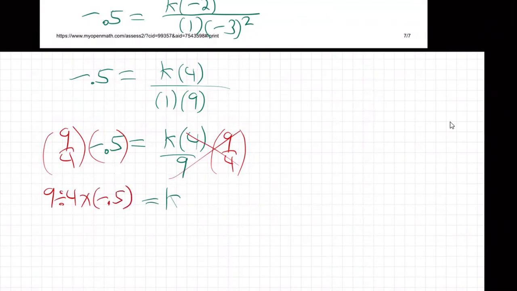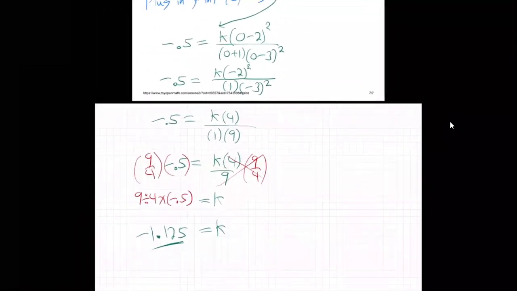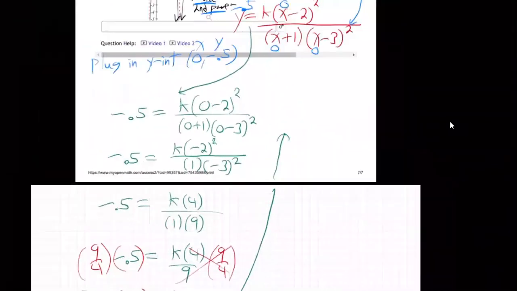I think you're going to get negative 4.5. Let me double check on my calculator. 9 over 4. Oh no, I messed up. So it is negative 1.125. There it is. Yeah, that's it. So there we go. We got k, a lot of work. Let's bring that k back up here. So we got our k, negative 1.125.